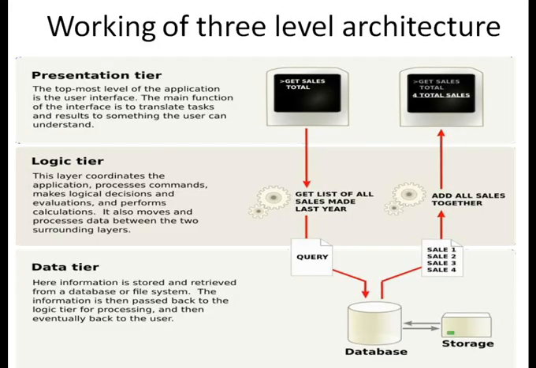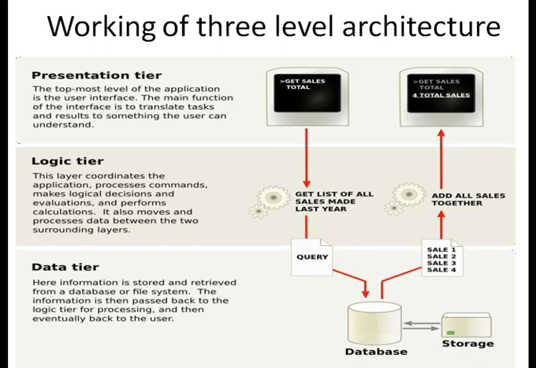Now the working of these three levels: first the presentation layer, next the logical tier and the data tier. First your user sends a command, for example, he wants to get totals. This is the requirement of your user, say get sales total for total sales. This is a problem or query sent by your user. In our database management system, we say that this is a query. So the query is sent at this view level.